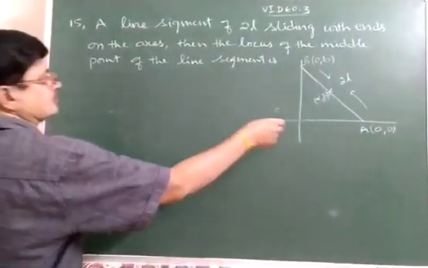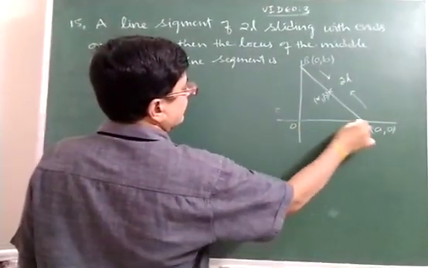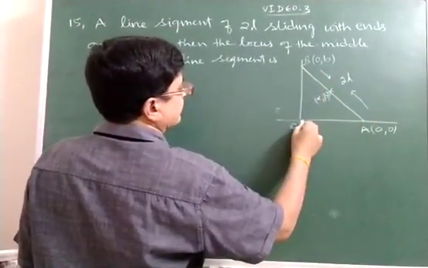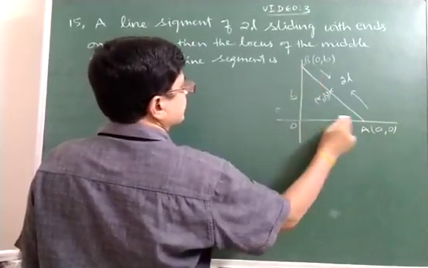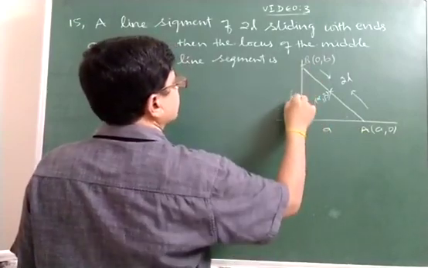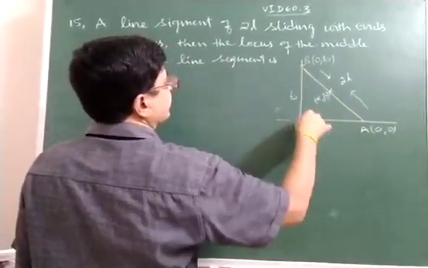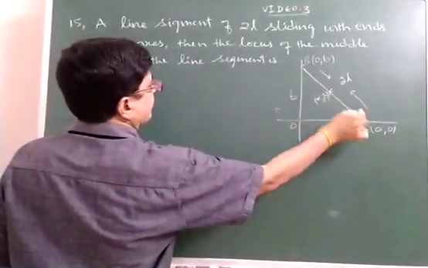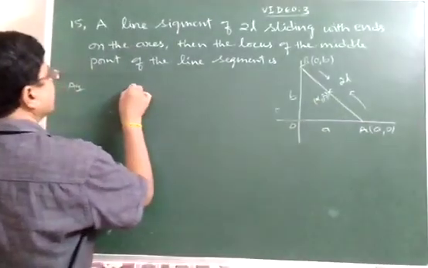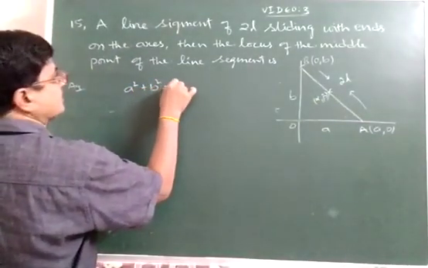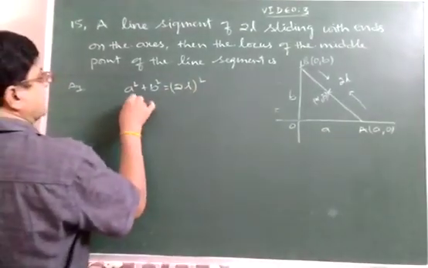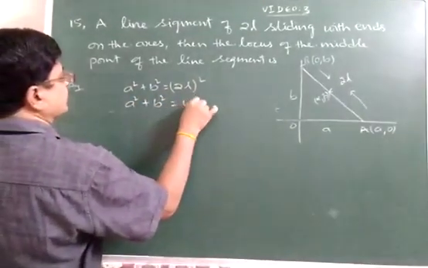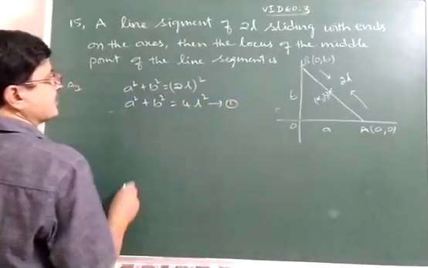So this is our origin. This is a right angled triangle. OA is equal to small a and OB is equal to small b. This is the x-intercept small a, this is the y-intercept small b. From this right angled triangle, by applying the Pythagoras theorem, a square plus b square is equal to (2l) whole square. So a square plus b square is equal to 4l square. This is equation number 1.